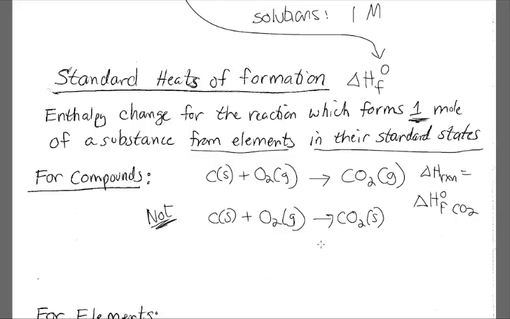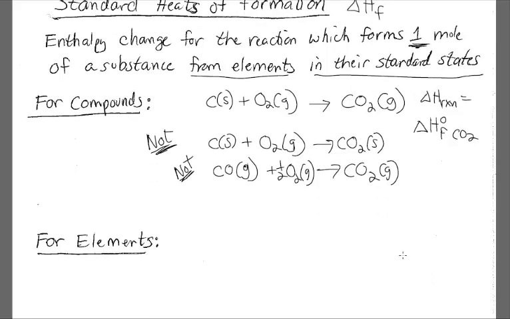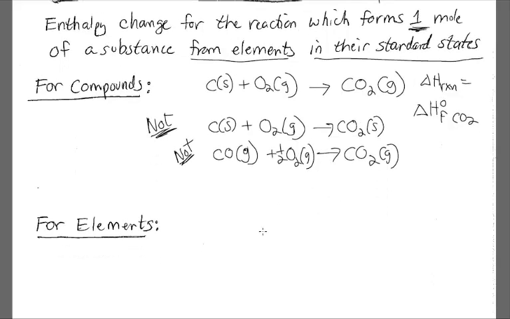Another example that's not a heat of formation reaction would be forming CO2 gas from something other than elements in their standard states, like from carbon monoxide. This reaction would not be the heat of formation reaction. It has to be forming the compound from elements, all of them in their standard states, and forming 1 mole of a substance.